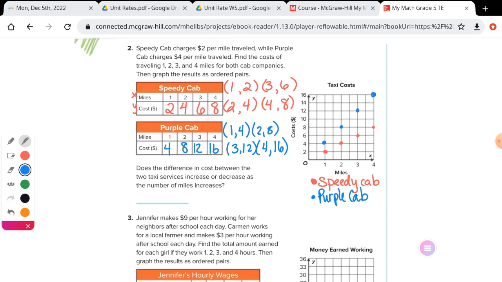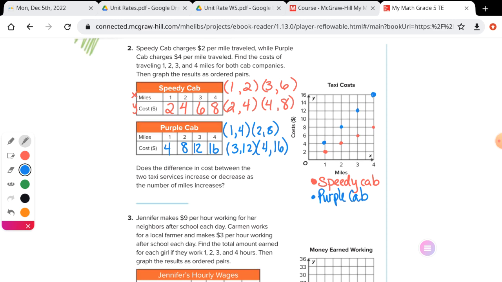This one says, does the difference in cost between the two taxi services increase or decrease as the number of miles increases? So what does difference mean? Madison? It could mean different things, you're right, but what do you think it means here? Okay, it is the answer to a subtraction problem.